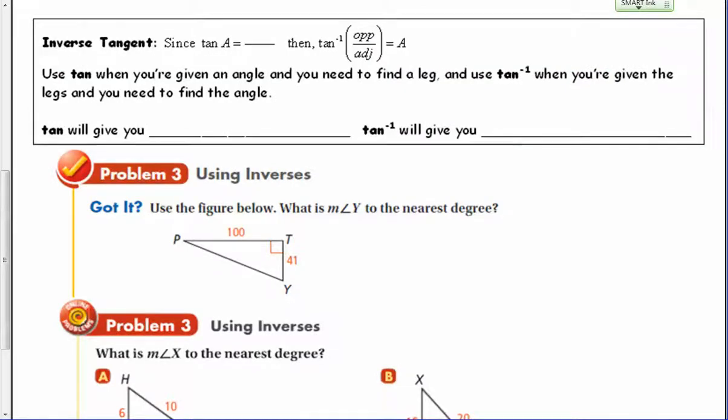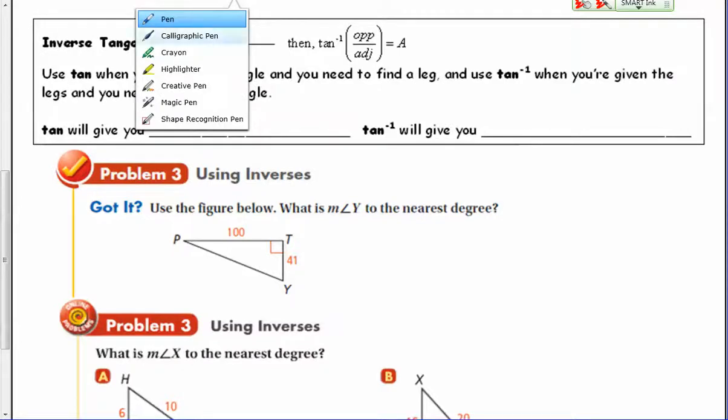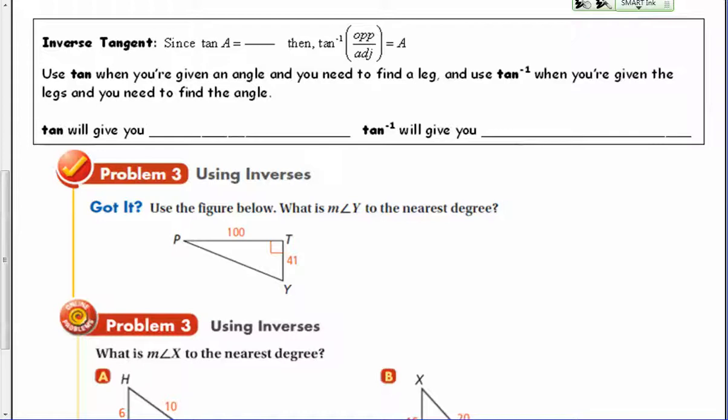All right, you may have been wondering why the right side of your foldable says inverse sine, inverse cosine, and inverse tangent, and it's got that little -1 next to it. Well, we use the inverse function to find the measures of angles, but we use the regular function to find the measures of sides. So, as I look at my tangent I know is opposite over adjacent.